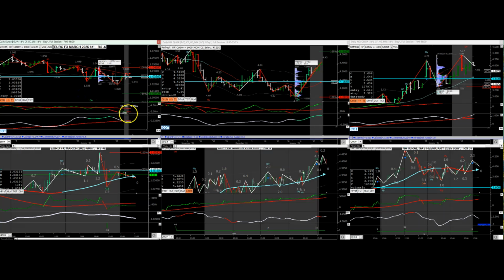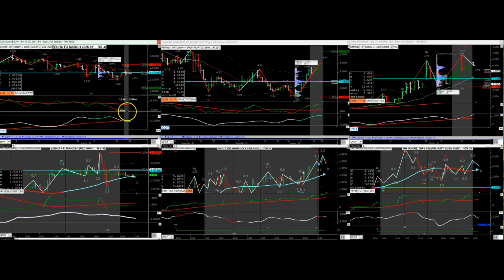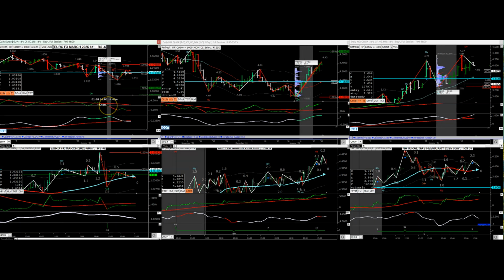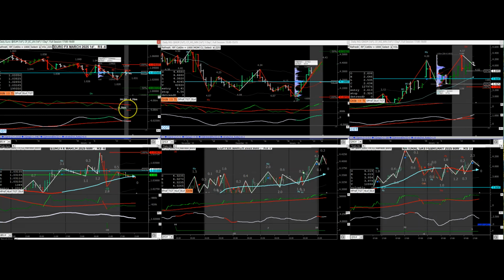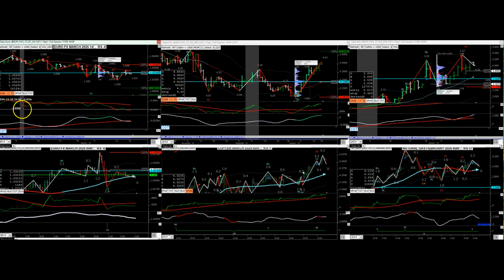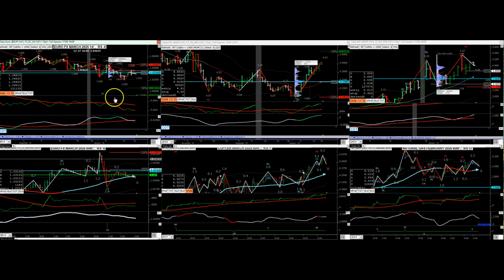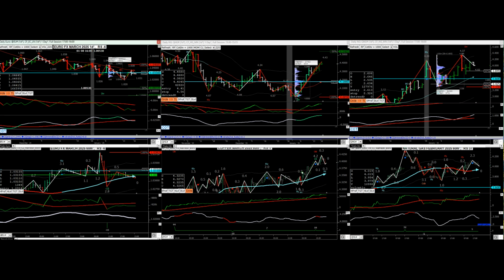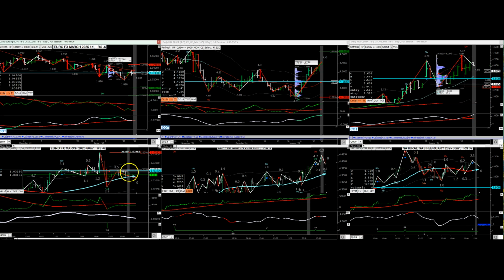And what I really like is that this here is already forecasting lower prices. Just like this here forecasted lower prices and made lower prices, right? So volume is forecasting lower prices already. So I like that. All right.